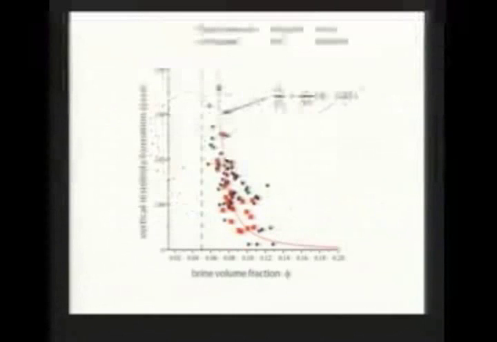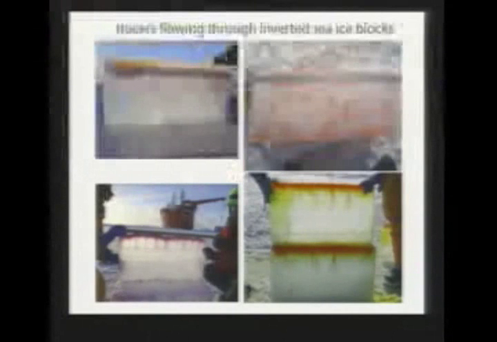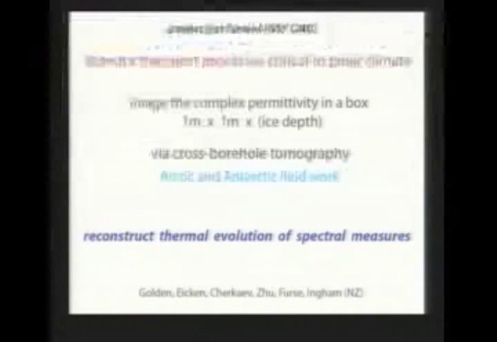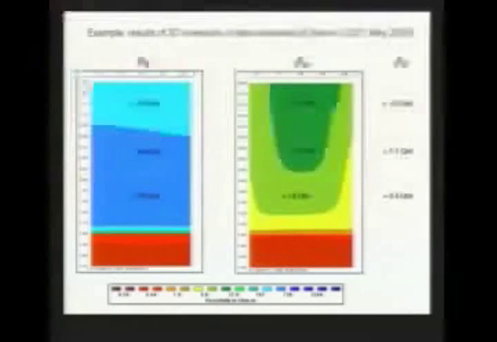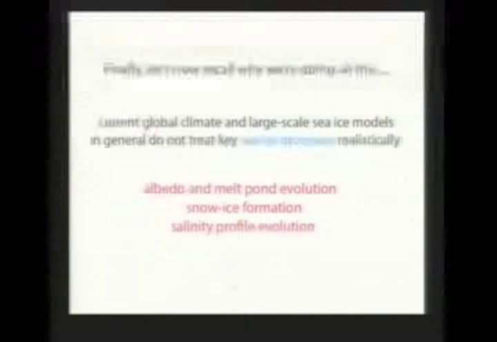This is really surprising to me. It fits together beautifully and is all described very beautifully by this universal exponent in percolation theory. This is our tracer experiments. We're now monitoring all this, trying to reconstruct these spectral measures using cross-borehole tomography. This is some of the work going on in the Arctic, and some of the reconstructions of the resistance profiles in the sea ice. And then finally, why are we doing all this?